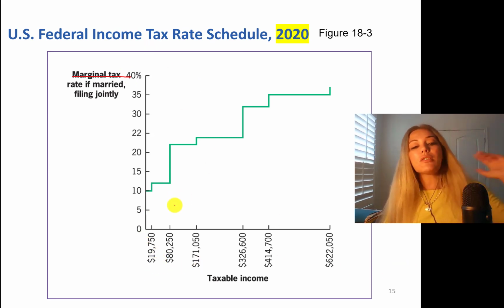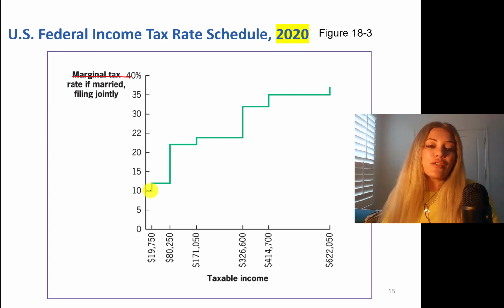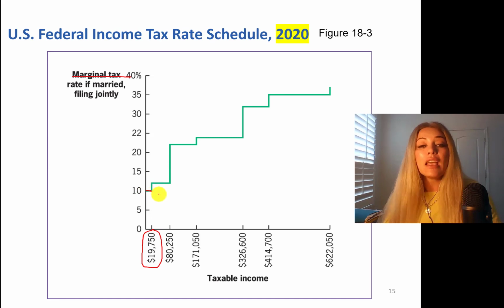So these are different levels of taxable incomes. If you're an individual who makes exactly $19,750, you're just going to pay 10% of that. So you're going to pay $1,975 taxes on the first 19,750. If you made more than that, then the first 19,750 you paid 10%, and starting from 19,750 to whatever level you're at, you're going to pay, for instance, 12%.